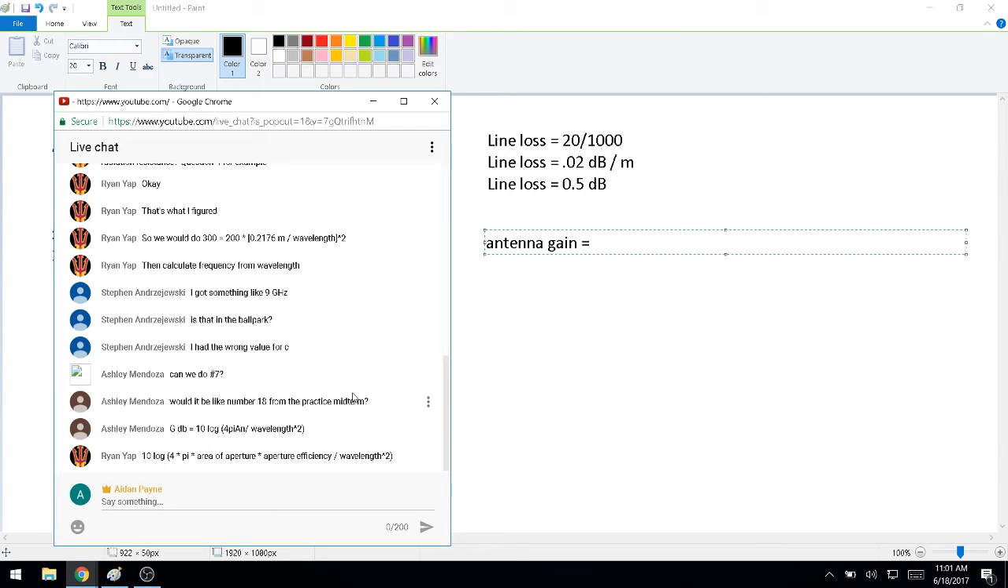So Ryan has 10 log 4 pi times area of aperture times aperture efficiency divided by wavelength squared. And then Ashley has an alternative one, which is 10 log 4 pi times area times efficiency. Okay, those are actually the same formula. So that's one of the formulas we can use. There's also a shortcut, but we can deal with those formulas since you both gave me the same ones. So we'll start with that.